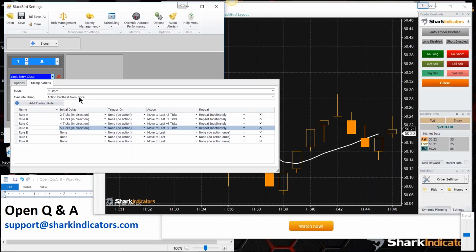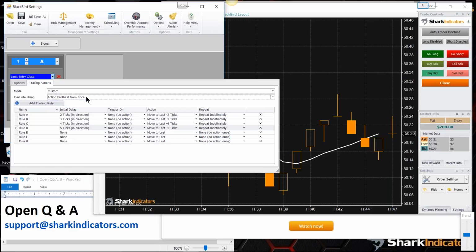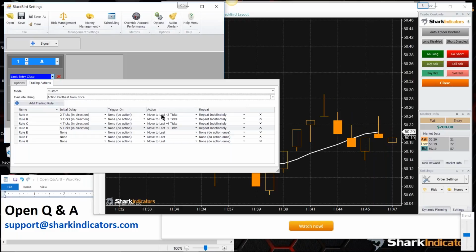So think of this: when you read this label here, action closest to price, action furthest from price, think of price as the last price. Price means wherever the current market is, and wherever the market is, that's also the last price. That's kind of the trouble with trading: you can have several words meaning the exact same thing.